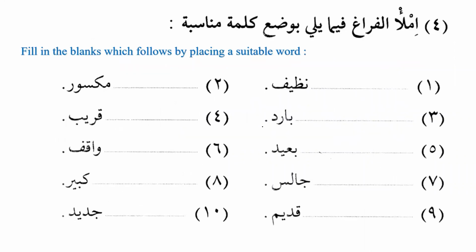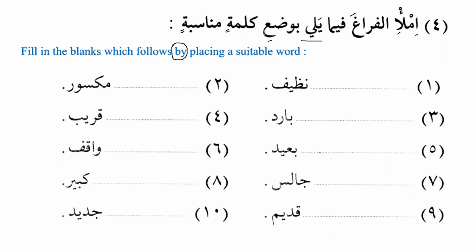Excellent. Okay, now again we can see over here that we have to connect imla, and when we connect it, it will be imla il-faragha fima yali biwad'i. And now we have to put kasratain over here, biwad'i kalimatin munasibatin, because it's a common noun, so we put kasratan over there. Biwad'i kalimatin munasibatin. Fill in the blanks, which follows. So imla means fill, al-faragha, the blanks, fima, which, yali means follow, biwad'i, by placing, ba, here it is translated as by.